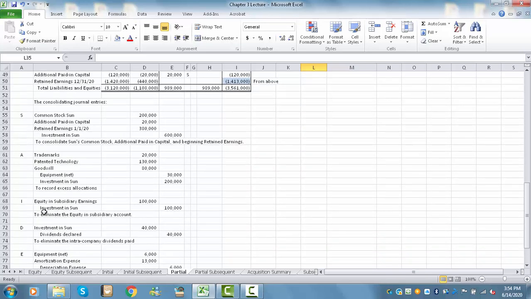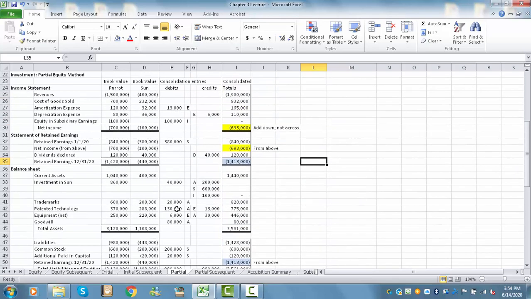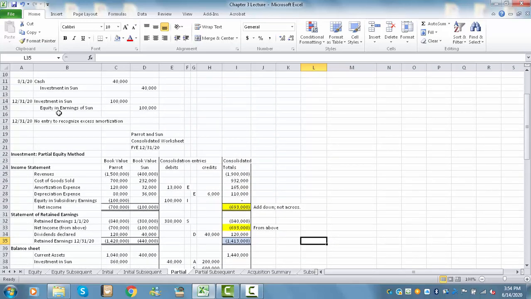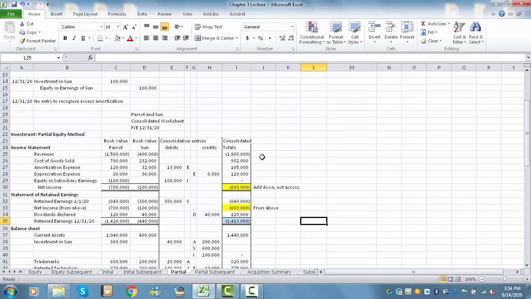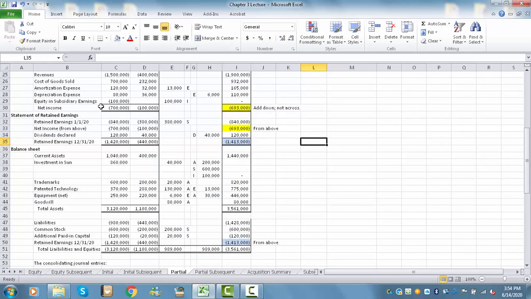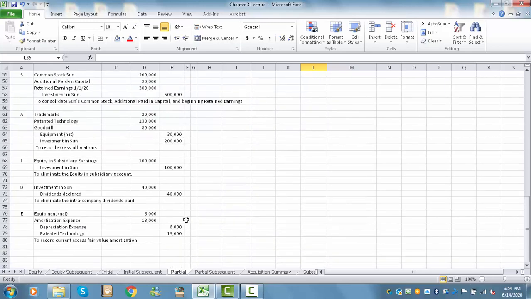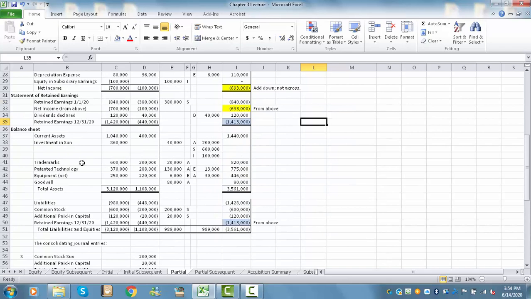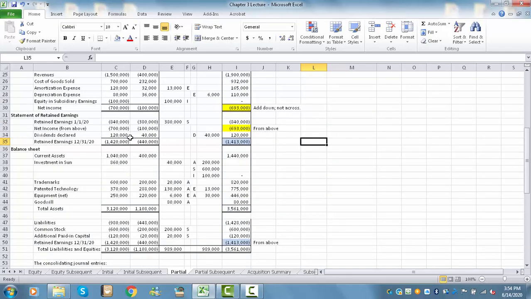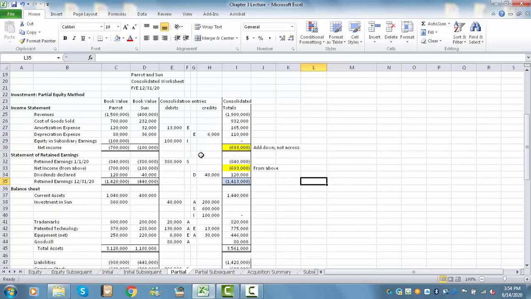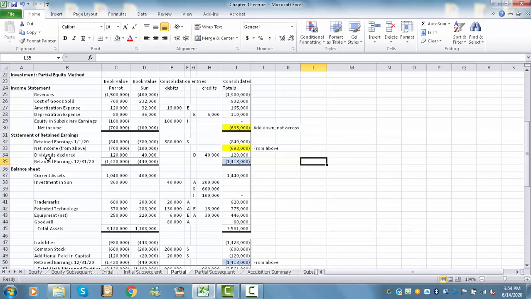The equity in the earnings of the subsidiary we've already recorded at $100,000. It's here also, and we want to remove that. Investment in Sun increases here because we want to eliminate the dividends declared. Dividends declared are normally a debit, so we need to credit this in order to get rid of them.